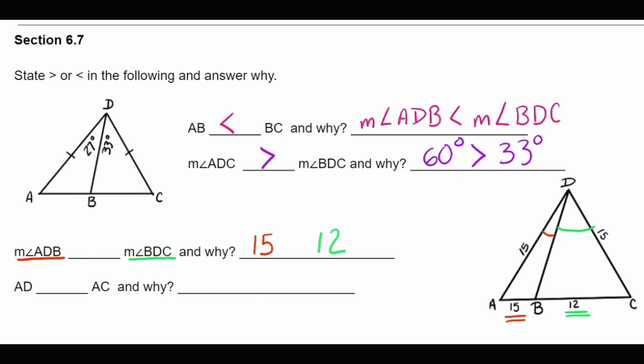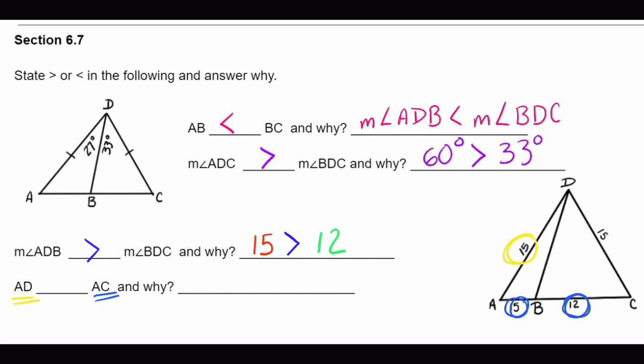For the next problem, we're looking at the angle in red and the angle in green. Notice that the segment for the angle in red is 15 and the segment for the angle in green is 12. Notice that the drawing is a lie because 15 is drawn clearly smaller than 12 to try to confuse you. Now, since 15 and 12 are in that order, and we know that 15 is greater than 12, that means we know that the measure of angle ADB is greater than the measure of angle BDC.